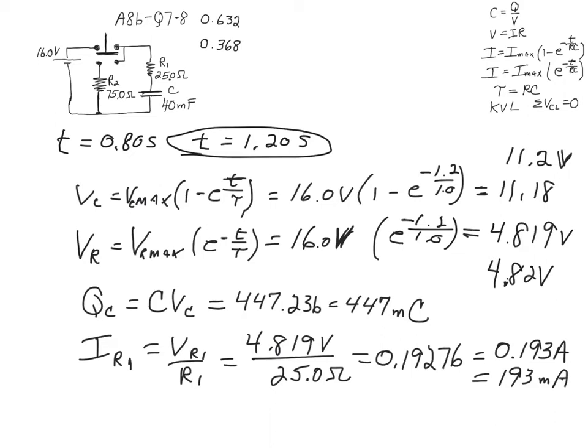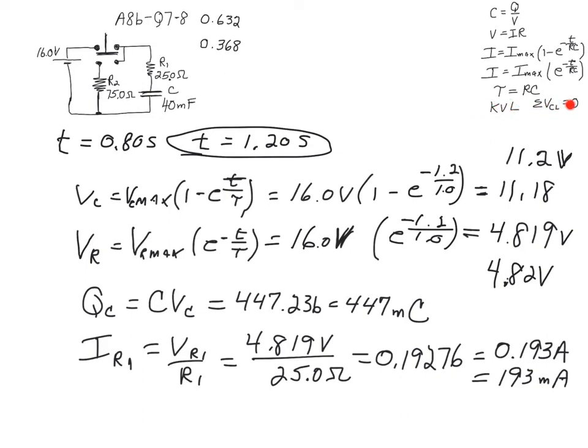And in the charging cycle, it's going to be about 70%, more than 63% charged. And so it's at 11.18 volts, or rounded to 11.2 volts out of the 16 volts, by doing e to the minus 1.2 subtracted from 1. And as it should be, a good way to check it is if you take the 11.2 and add 4.8, you get 16 volts, which is what you should get according to Kirchhoff's voltage law.